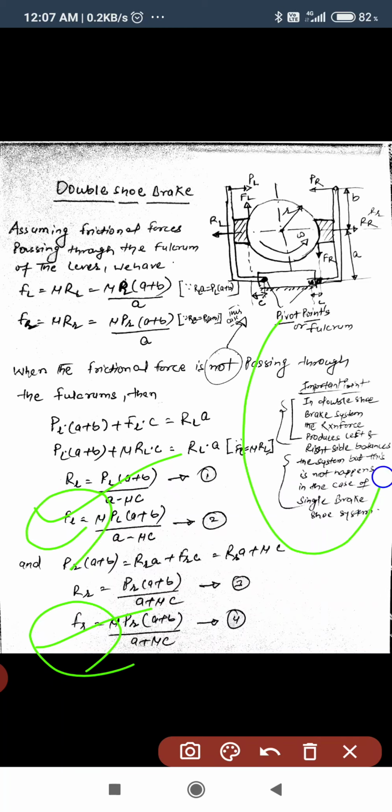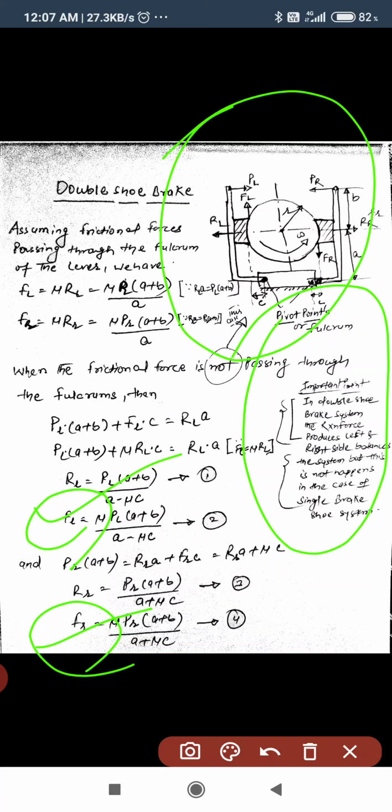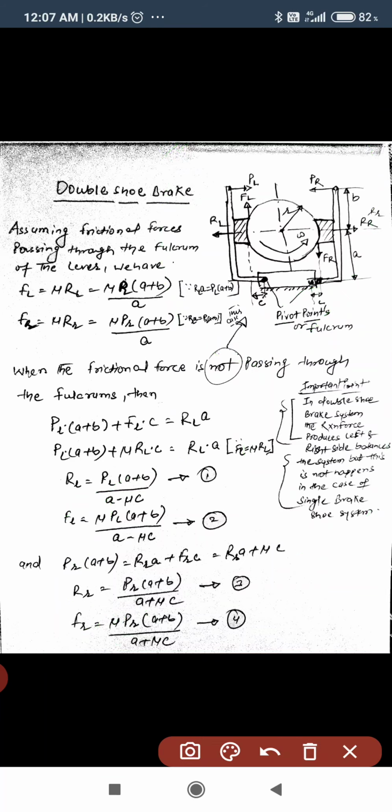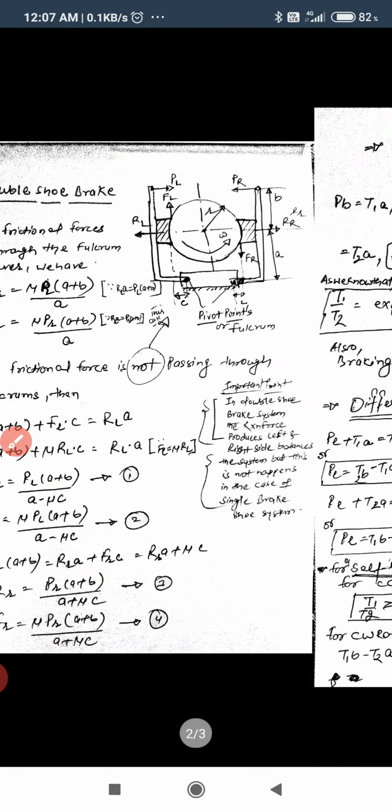So here we have one important point, that in a double shoe brake system, the reactional forces from the left and right side balance the system. This balancing does not happen in the case of a single shoe brake. So it is much more balanceable than the previous, that is the single shoe system. So it has some balancing property. It is a better mechanical balancing system. This is all about the double shoe system. Now we'll move to the next slide.